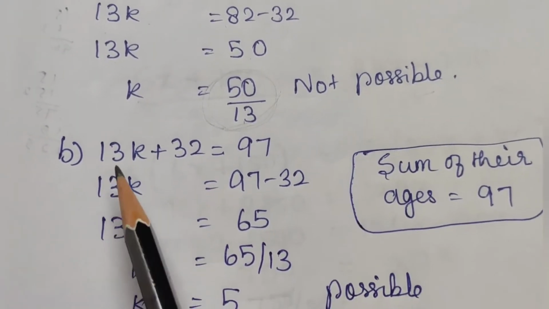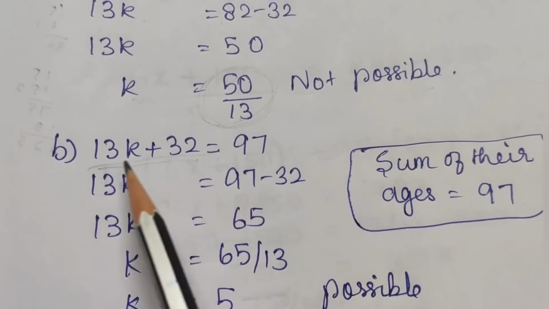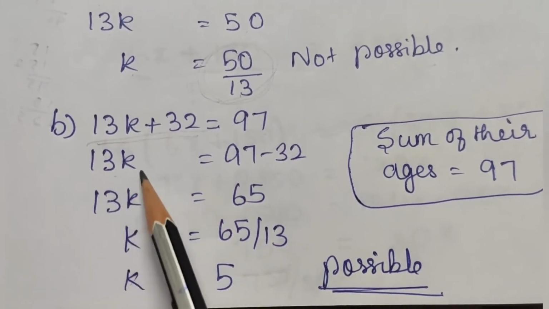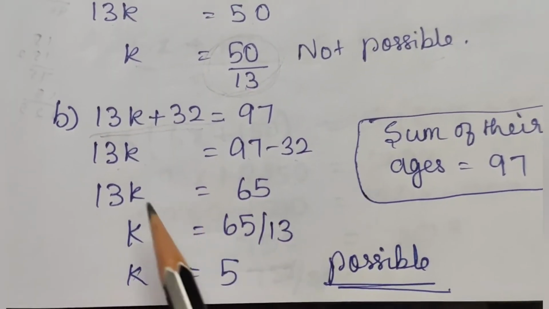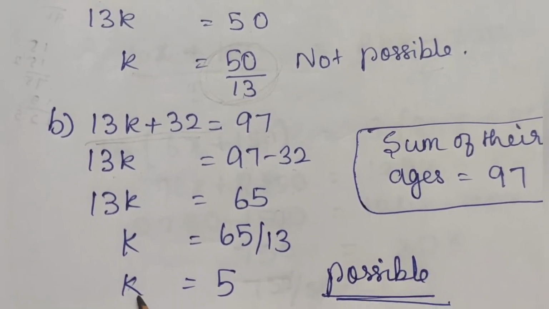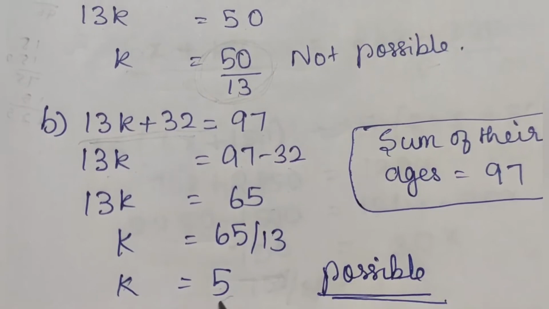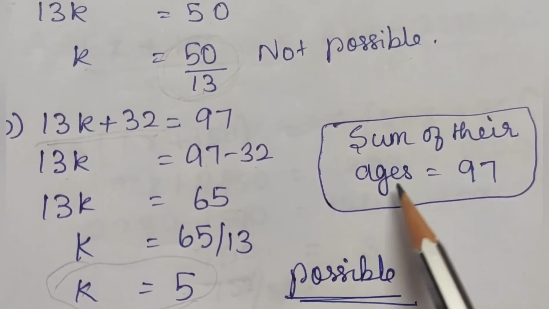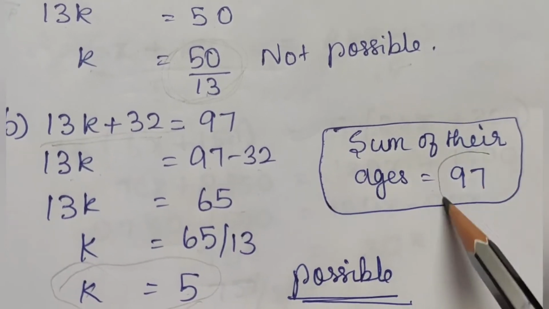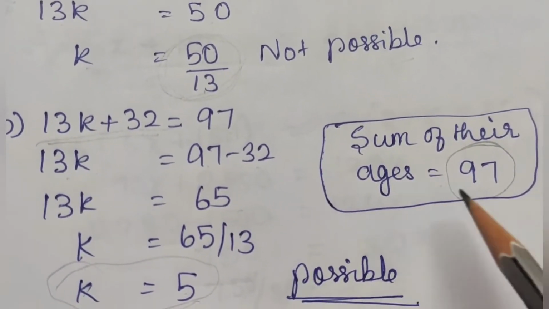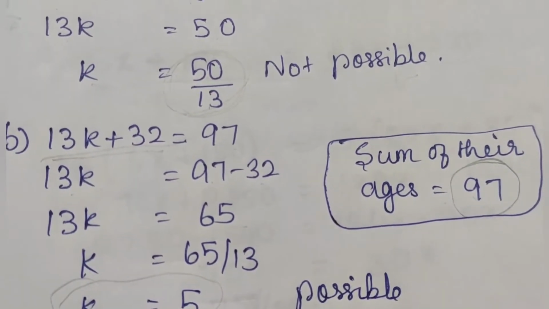Now option B, sum of their ages after 8 years is 13K plus 32. The sum they have given is 97. 13K is equal to 97 minus 32. 13K is equal to 65. K is equal to 65 divided by 13. K is equal to 5. So it is a whole number. So yes, it is possible. Sum of their ages after 8 years is 97, because K's value we are getting is a whole number. So this sum is possible.